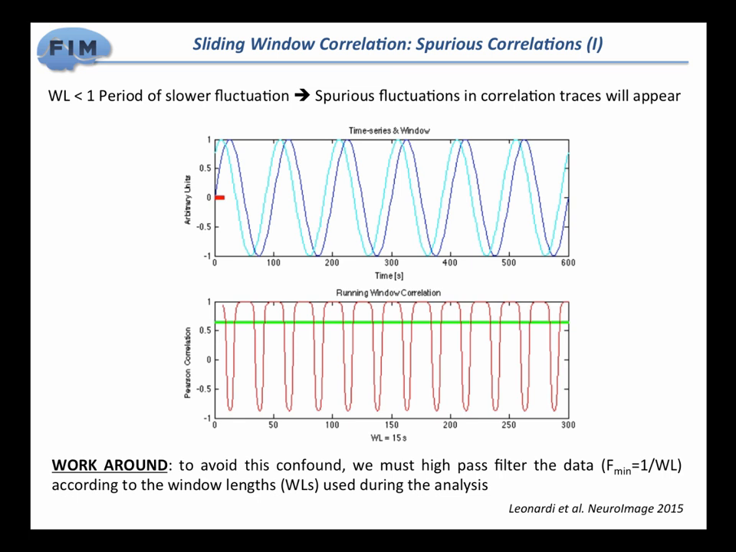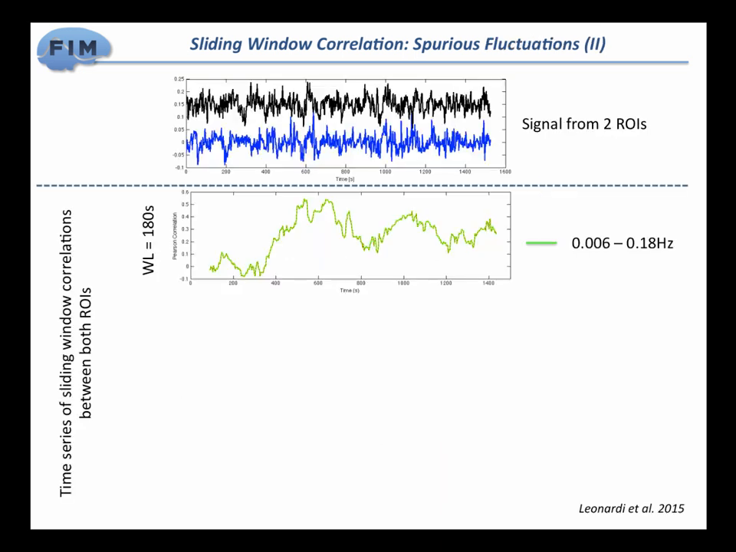So a good idea when you're going to do any sliding window correlation, if you cannot choose your window, if you set a window, then you have to do at least some high pass filtering. So anything that is too slow, you remove it from the signal before you actually compute the dynamic traces of correlation. And the same is true if we were to look at 2 real signals.